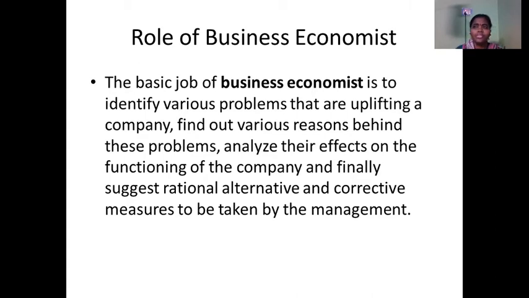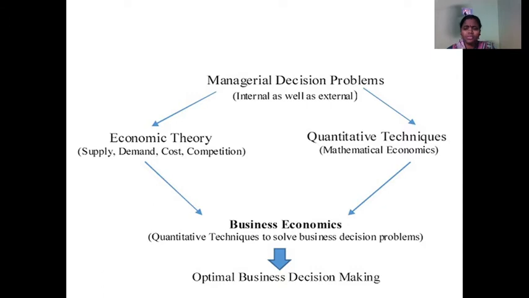The company wants to improve in various ways. For that reason, they are appointing an economist in the company. Now just see this diagram: managerial decision problems. A managerial decision problem may be internal or external. They may want to launch a new product or open a new branch, or internal staff may be going on strike, not cooperating, or not having sufficient training. For all these things, management has to take a decision on providing training and opportunities, isn't it? That decision will affect the organization internally and externally. First, you have to understand managerial decision problems.